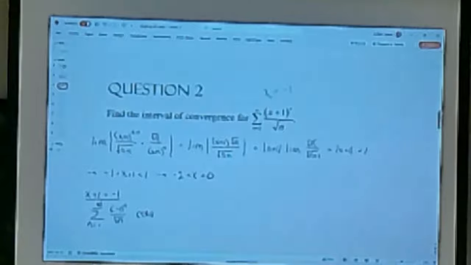So what do we know about 1 over root n? It's positive. Well, 1 over root n is a p-series, that's true. But in terms of alternating series, 1 over root n is positive, decreasing, and converges to 0. That's why it converges.